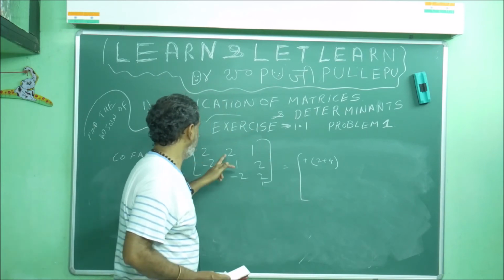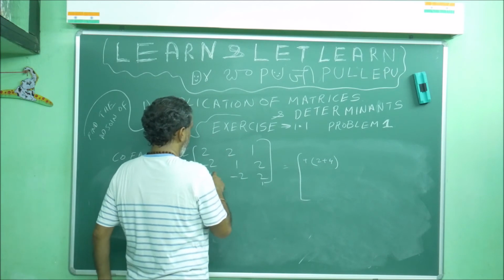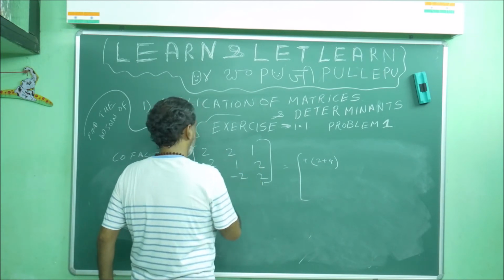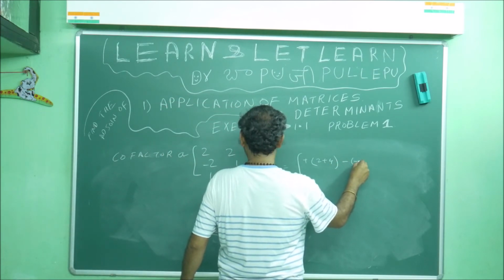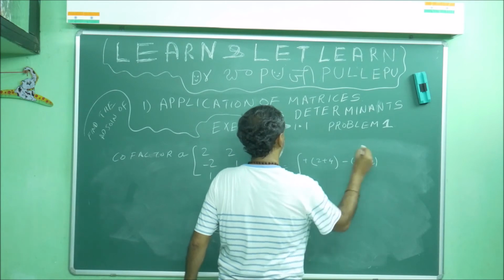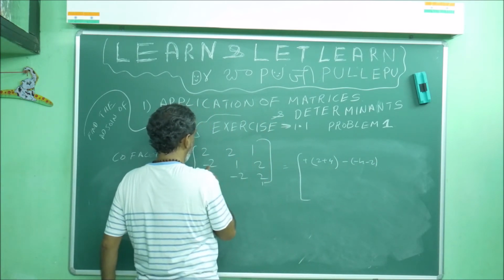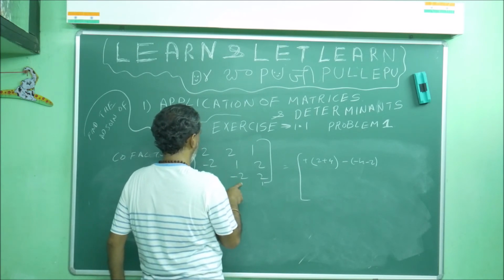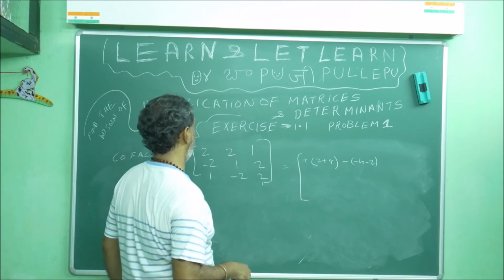Now this is what, 2. For this 2, what will I get? Leave this fellow. So what will you get? This is minus 2 into 2, minus 4, again minus 2. So minus 4, minus 2. Then cofactor of 1, leave this fellow. This is what? Minus into minus plus, 2 into 2, 4, then minus 2, minus 1, sorry.